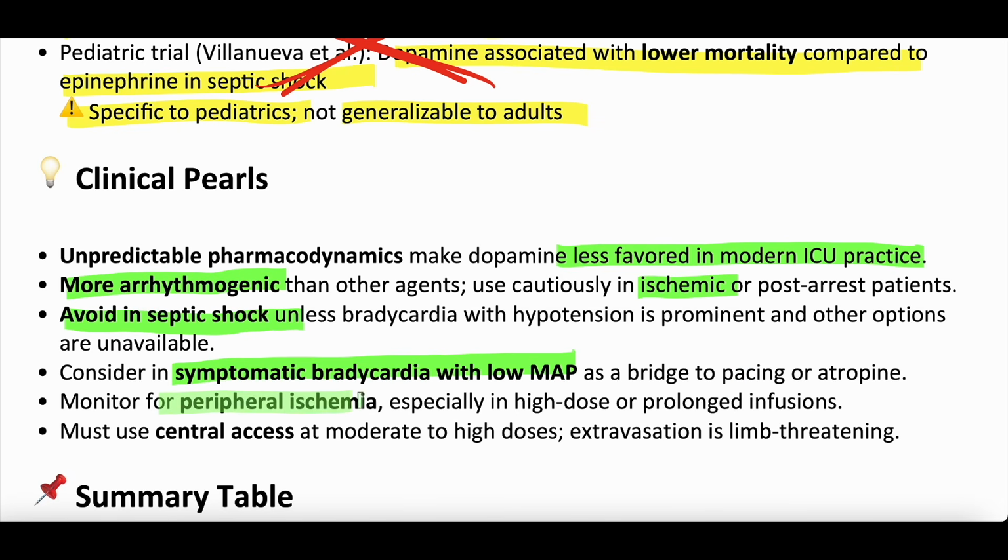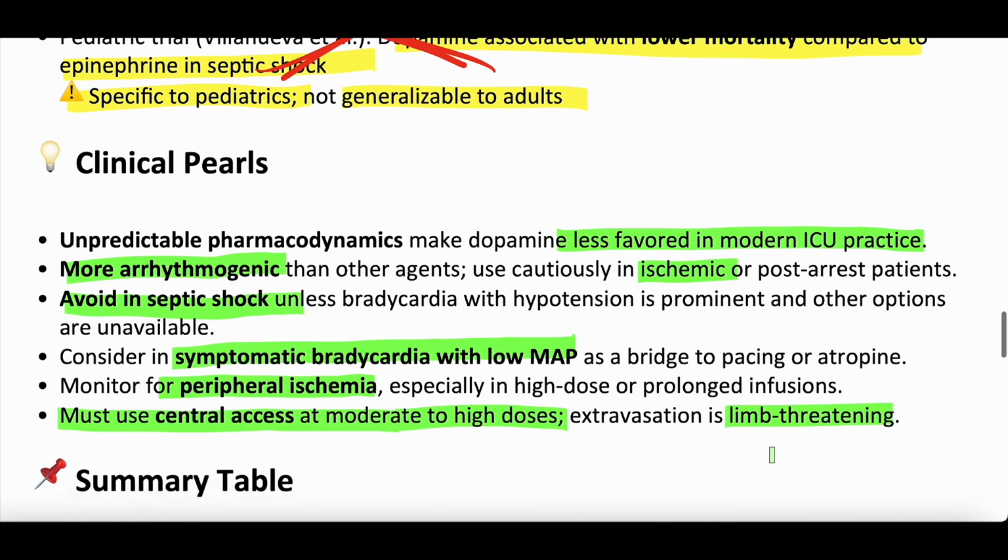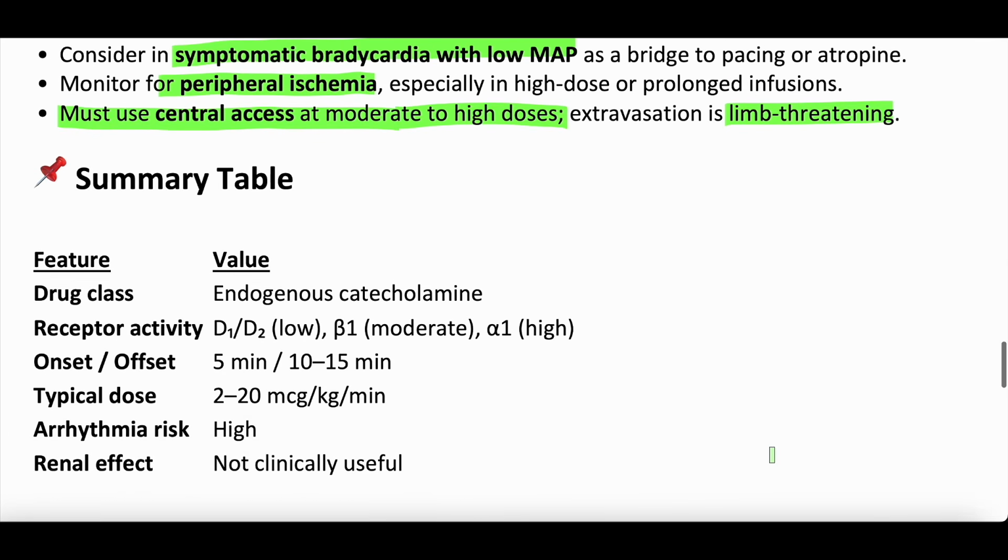If you are using dopamine, watch out for peripheral ischemia, and central access is key, especially at moderate to high doses, because extravasation can be limb-threatening. So in summary, dopamine is an endogenous catecholamine. It primarily works on catecholamine receptors, beta 1 at 2 to 10 micrograms per kilogram per minute, and alpha 1 at doses higher than 10 micrograms per kilogram per minute.